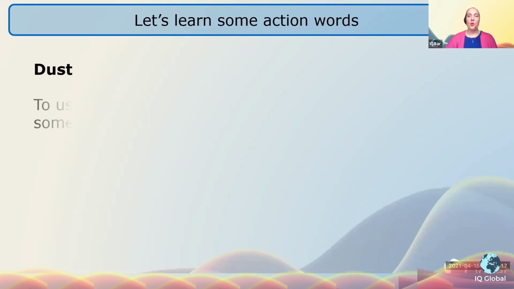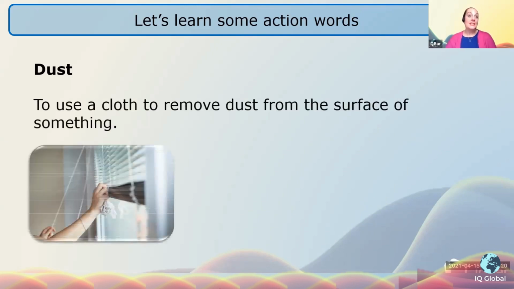Dust. Let's have a look. What does it mean to dust? This means to use a cloth to remove dust from the surface of something. So dust can be a noun, the name of dirt that you can see on surfaces, or you can see in the picture on the woman's blinds. But the action word, the verb dust, is when we use a cloth or something like this to take away that dirt. So the sentence we could say is, she is using the cloth to dust her windows. Can we dust anything else?